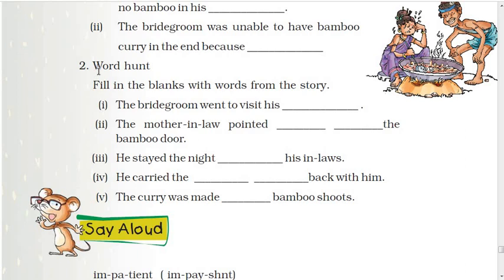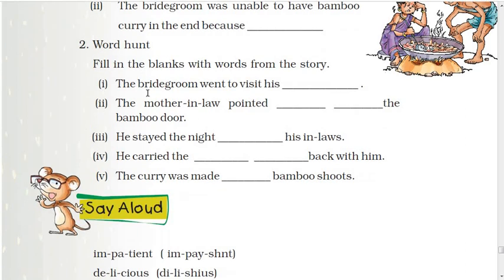Okay, now let's move to the word hunt. Here again you have to find out the words from the text. The bridegroom went to visit his. This is very much clear. He went to visit his. The answer is given in the very next point. Visit his. Here it is. Mother-in-law. So this is going to come over here.